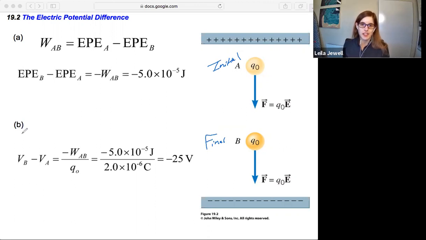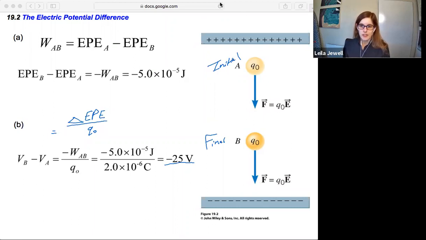Once we have that figured out, we know that the change in electric potential, or the electric potential difference, VB minus VA, is just negative of the work done in moving from A to B divided by Q naught. So we can take that negative 5 times 10 to the negative 5th and divide by 2 times 10 to the negative 6 coulombs, and we'd find that that is negative 25 volts. We could have just as easily done this with VB minus VA is equal to delta EPE, which is the answer we got in A, which is just the same thing, negative 5.0 times 10 to the negative 5th joules. We would still have had to divide by the test charge Q naught, but we'd get the same result.